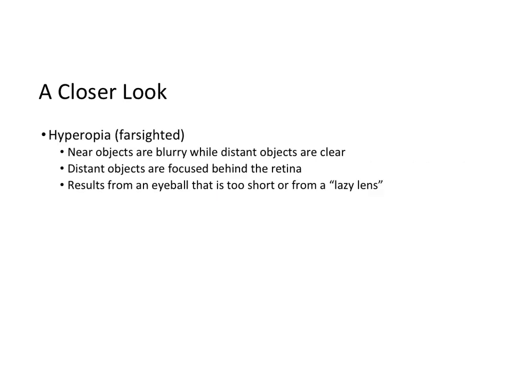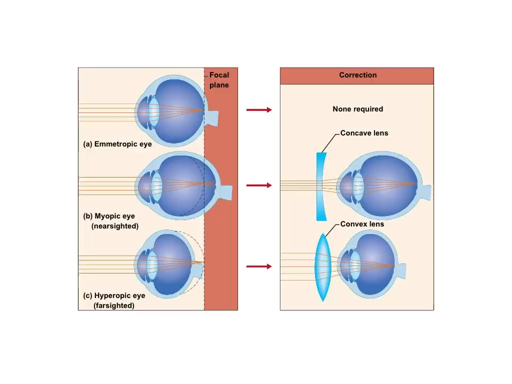The opposite of myopia is hyperopia. That's when you're farsighted. And so in this case, near objects are blurry and distant objects are clear. Distant objects are focused behind the retina or beyond where the retina ends. And so this results from an eyeball that is too short, or if you have a lazy lens that doesn't want to accommodate enough to make a sharp image.